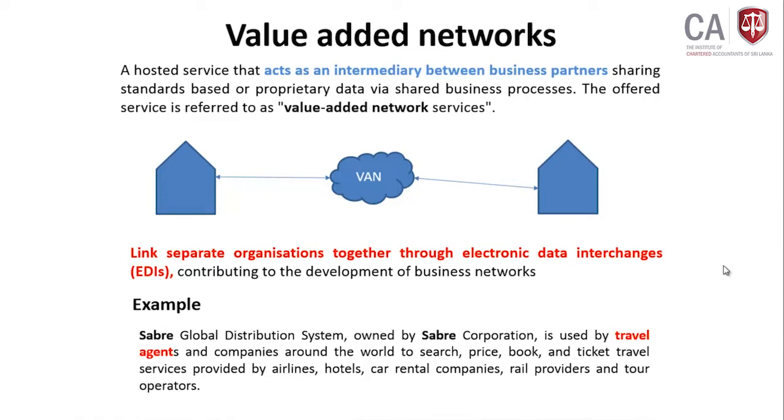So, they are kind of an intermediary between business partners. There can be two business partners, and there can be an intermediary network. This is called a VAN, value added network. It is adding value to the organization. It links separate organizations together through electronic data interchange.